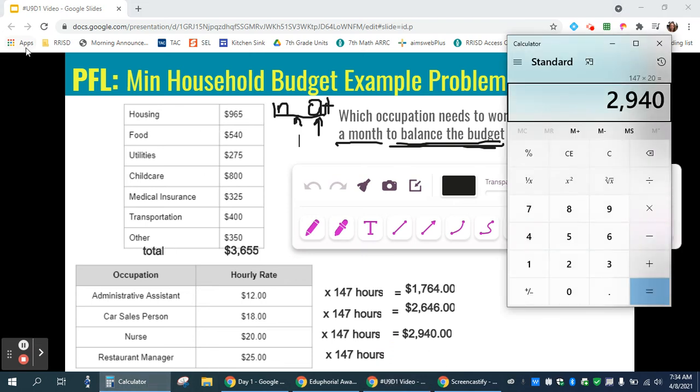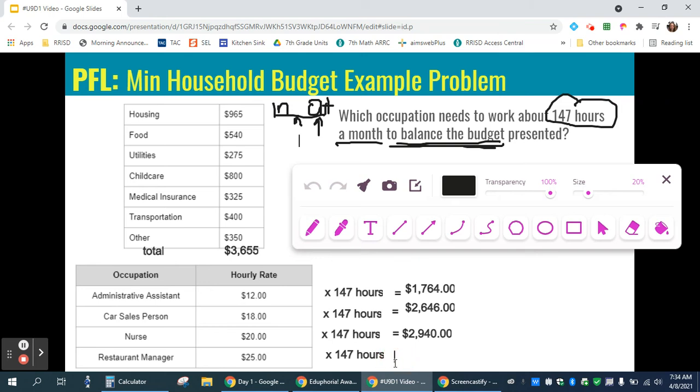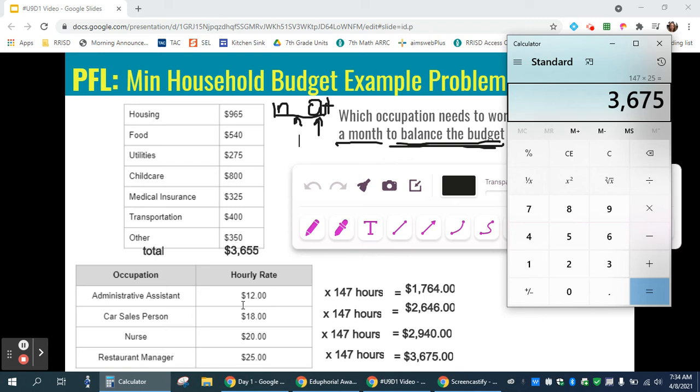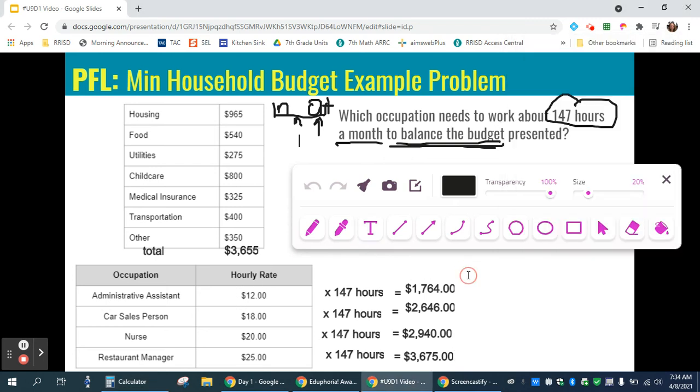Let's see if 25 an hour cuts it. 147 times 25 an hour. Okay, that's right about where we need to be. It's a little bit over, $3,675. I would consider that to be a balanced budget. So this person needs to be making $25 an hour in order to have a balanced budget. And so the restaurant manager is the one that would be able to afford this lifestyle.